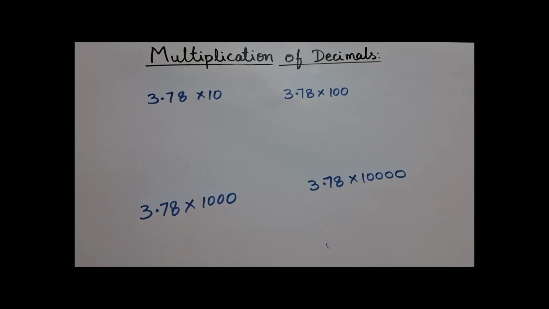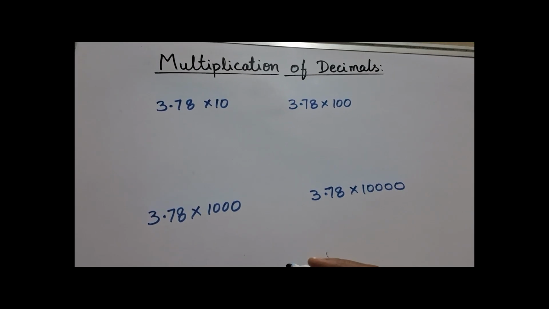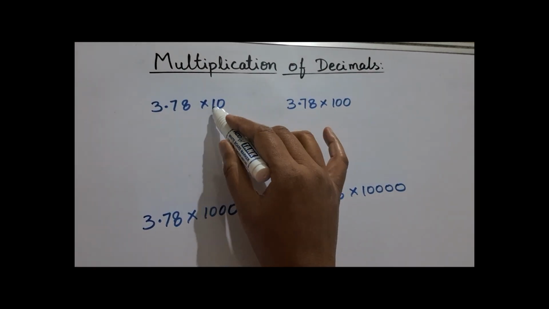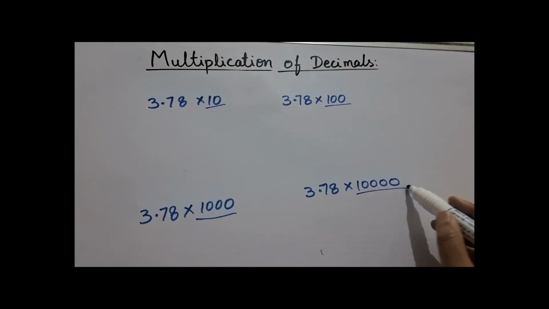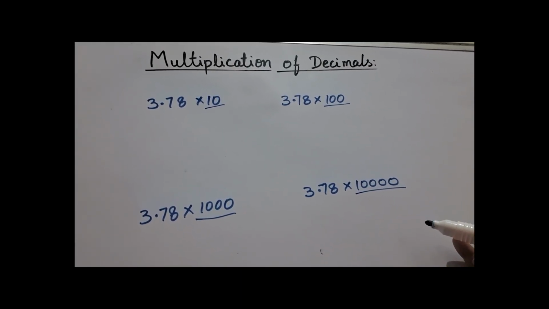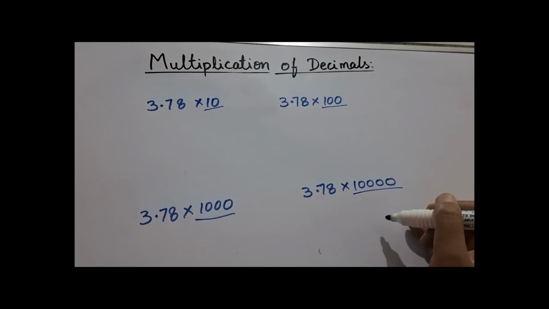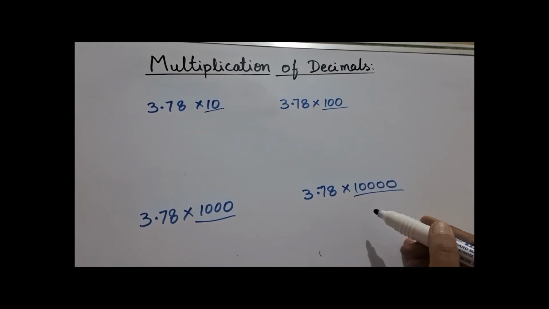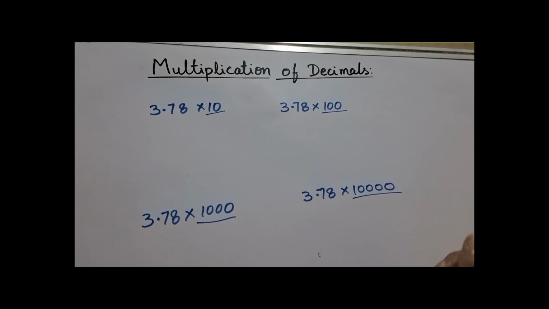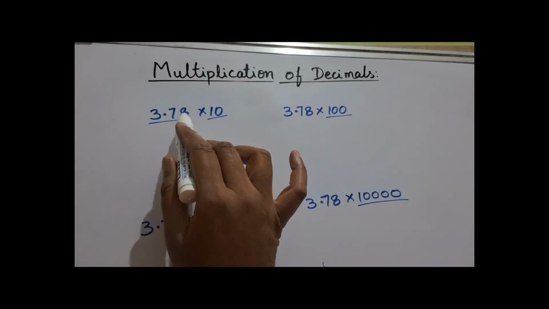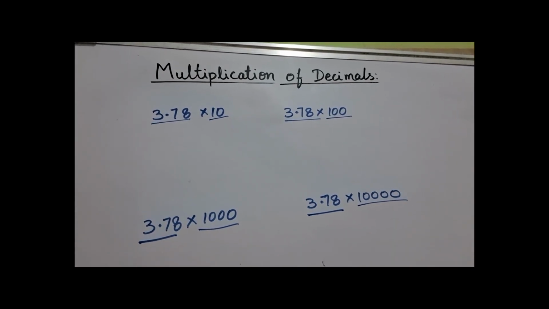Now, here 4 multiplications are given, children, and in this one we observe that the multiplier is 10 and here it is 100, here it is 1000, and in this one it is 10,000. Okay, that means the multipliers are powers of 10. Okay, 10, 100, 1000, 10,000. Now we will observe what will happen here, what type of answers we get. Okay, and the multiplicand which we are going to multiply is the same number, children, the decimal number 3.78.